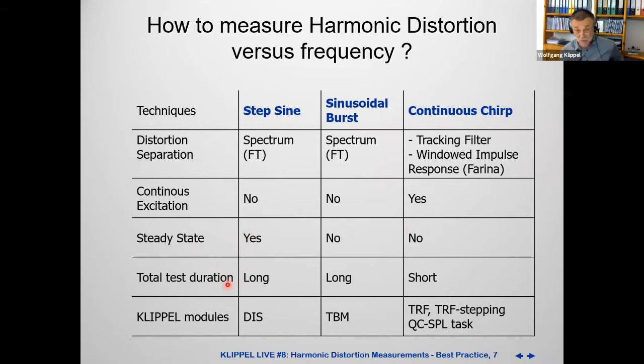The total measurement time is not very good in the stepped sine and with the burst. Usually it takes minutes. But with a continuous chirp, we can measure a speaker in end-of-line testing in less than half a second. That's possible. It's very, very powerful. Yeah, and here you see different modules, which are provided by the KLIPPEL analyzer. I'm coming back to them. I will not speak about the QC end-of-line testing, which is quite fast, because I have not the time, but this is a different topic.